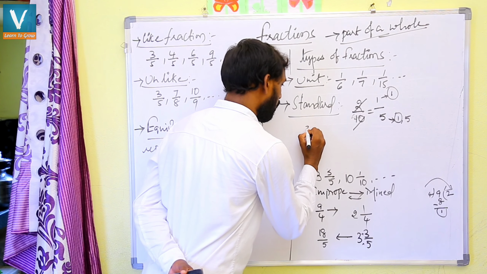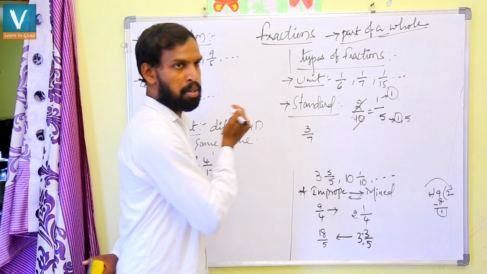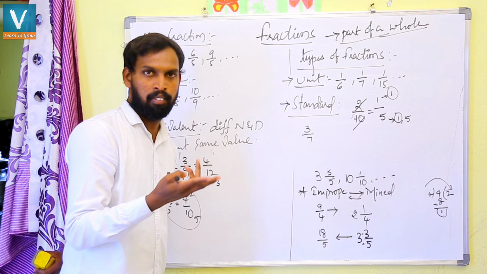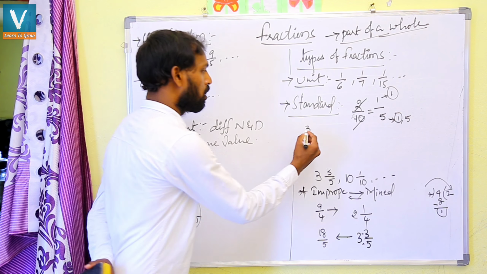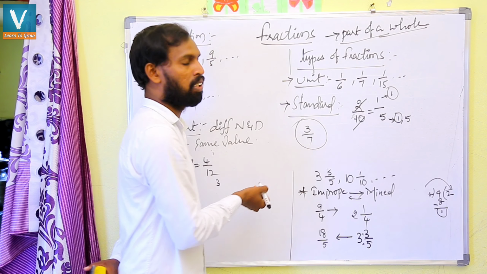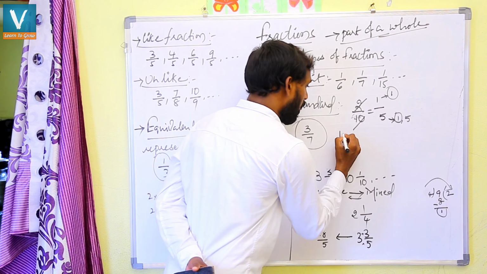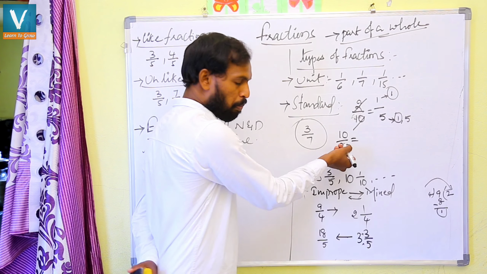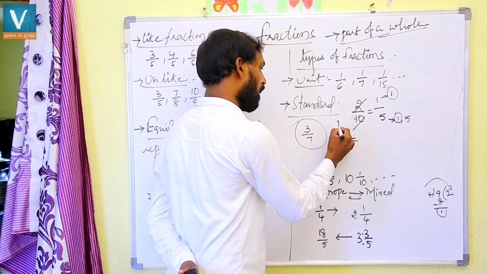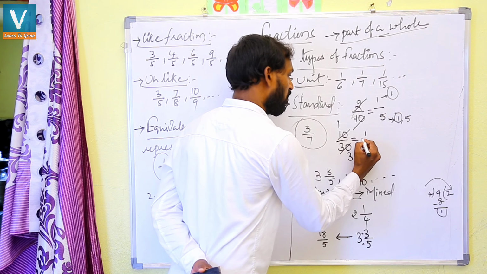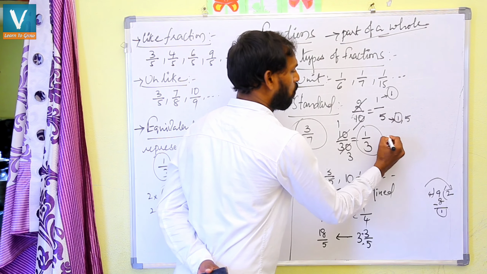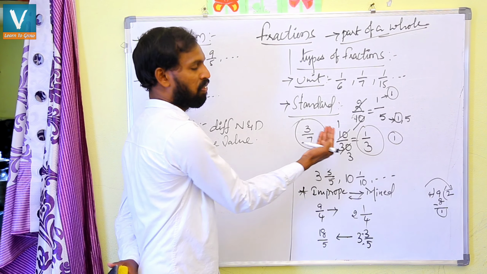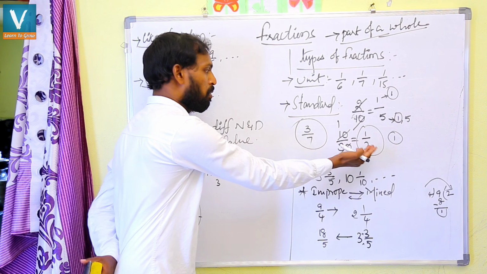Suppose I am taking 3 by 7. These are prime numbers, having only 1 as a common factor. Other than that we can't get any factors. So yes sir, 3 by 7 is the standard form of the given fraction. Suppose I take 10 by 30. Is cancellation possible here? Yes sir. 10 1s are 10, 10 3s are 30. What we got here is 1 by 3, which has only 1 as a common factor. So this is the lowest form, the standard form of the fraction.